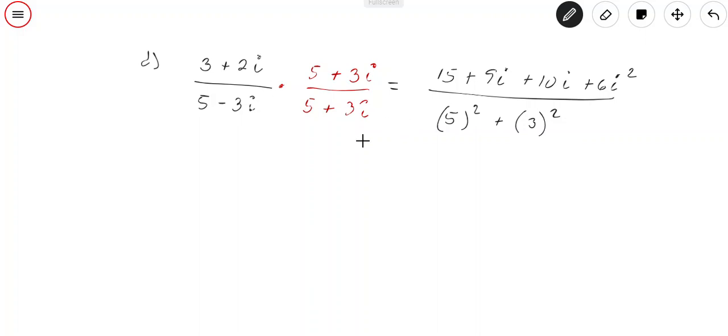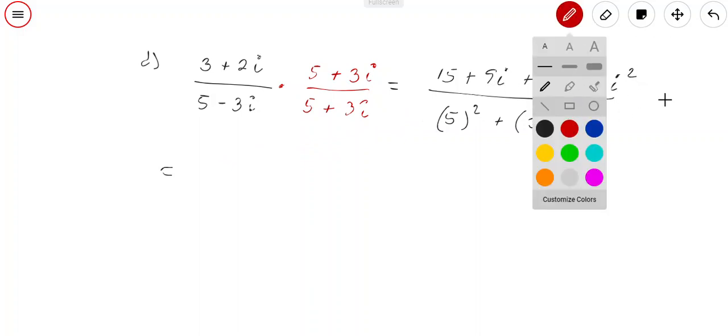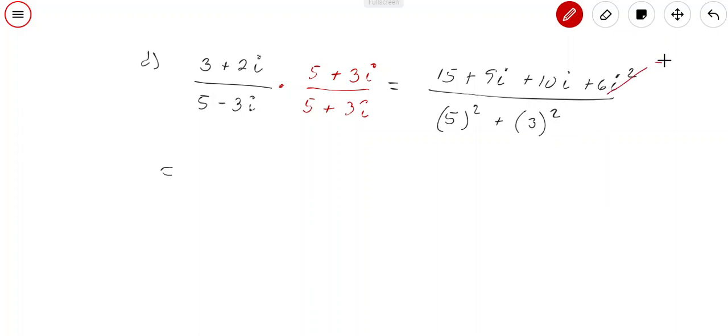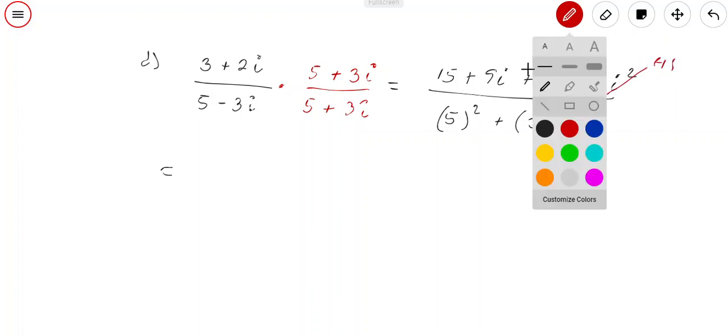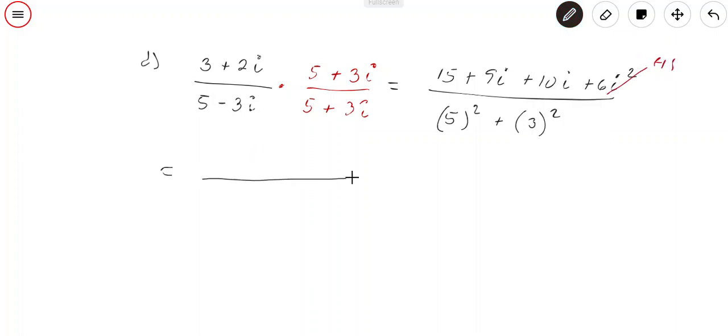So that is exactly what I'm going to get now here. We know that this 6i squared, since i squared is negative 1, becomes 6 times negative 1, which is negative 6. So now I have 15 minus 6, which is 9.